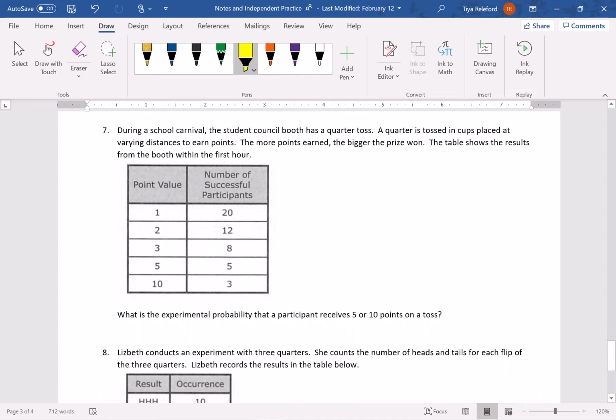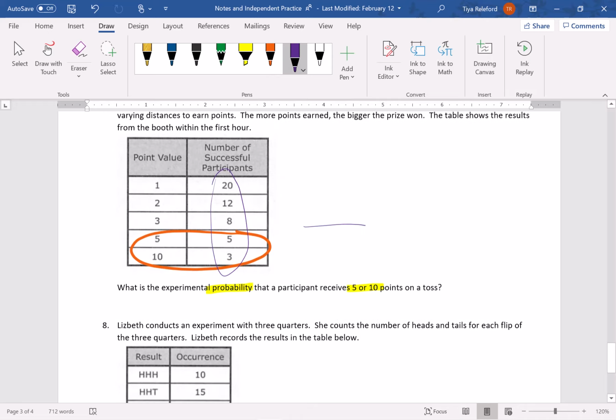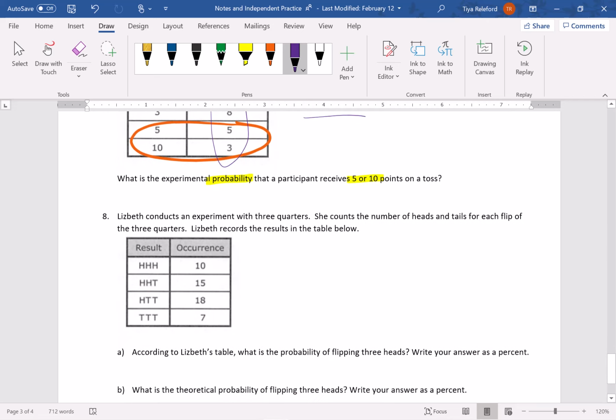During a school carnival, the student council booth has a quarter toss. The quarter is tossed in cups placed at varying distances to earn points. The more points earned, the bigger the prize. The table shows the results from the booth within the first hour. What is the experimental probability that a participant receives a 5 or 10 points on the toss? 5 or 10 points. That would be 8 out of how many together? You're going to have to add 20 plus 12 plus 8 plus 5. You're going to simplify.